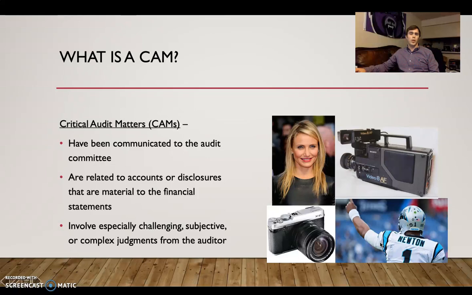So what is a critical audit matter? Critical audit matters are items that have been communicated to the audit committee or that are required to be communicated to the audit committee and that relate to accounts or disclosures that are material to the financial statements, or items that have involved especially challenging, subjective, or complex auditor judgment. I'd also like to point out that in order for an item to be considered a critical audit matter, it has to meet all three of these criteria.